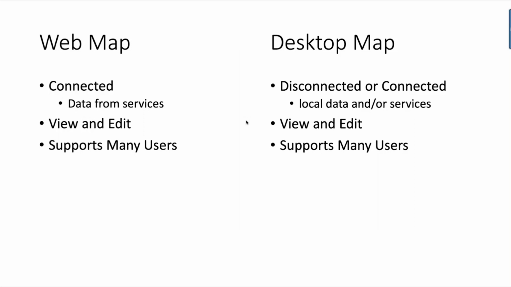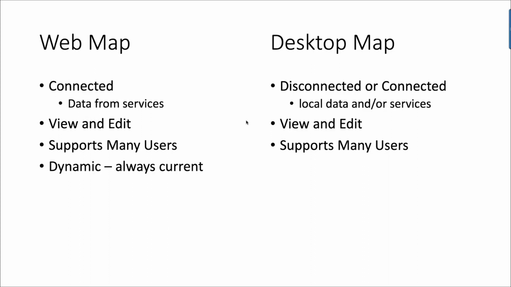So let's compare web maps with desktop maps very quickly. The web map we just saw is always connected. Data comes from services. You can view and edit that because you've always got a connection to this data, and it supports many users. You just give them a URL and they jump to it. With the desktop map in ArcGIS Pro, you can be disconnected or connected depending on where your data lives. You can point at services or have data on your drive or on network shares. You can view and edit that data, and it also supports many users.